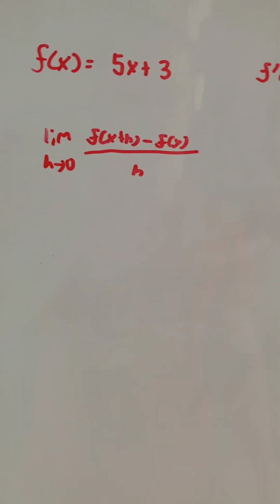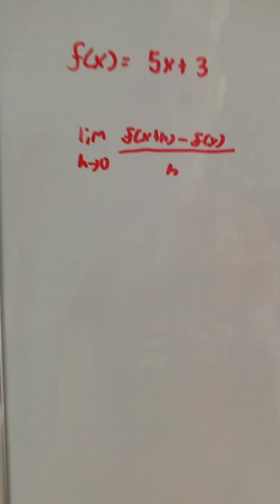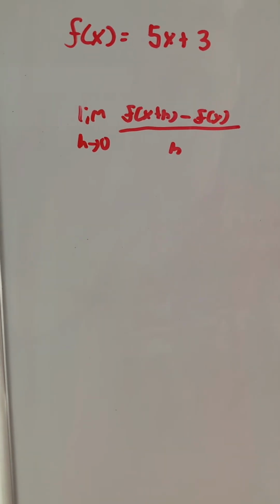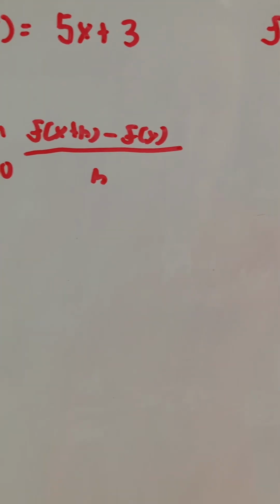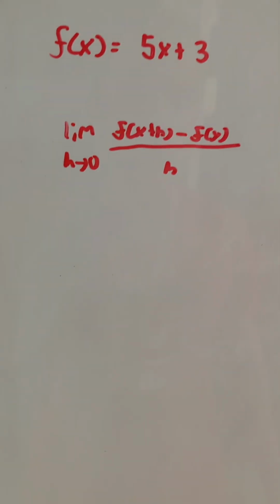So how am I going to do that? We know that you can't just plug in h as 0, because notice there's an h in the denominator, and any number divided by 0 is undefined. So that's out of the picture. I'm going to have to do a bit of algebra here.